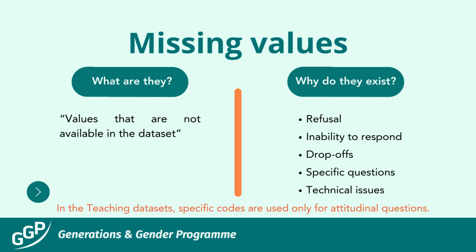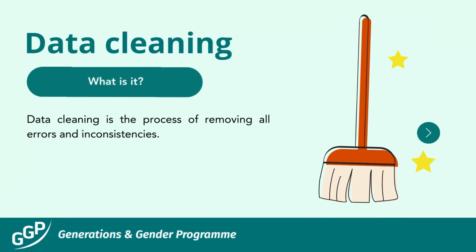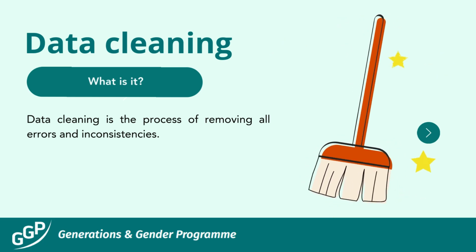In the teaching datasets, specific codes for missing values are used only for attitudinal questions. In all other cases, the reason for missing values is not specified. It is up to you to decide whether to only analyze the complete observations or impute the missing data. Most obvious errors have been already removed, but you might still find inconsistent values.